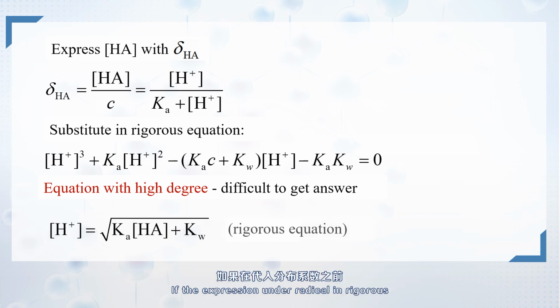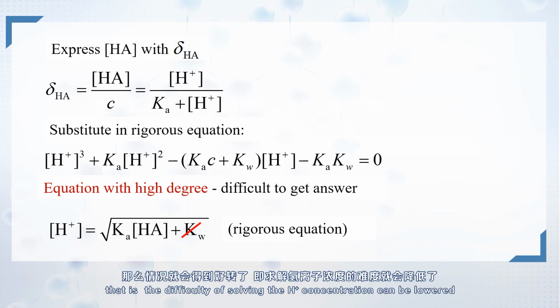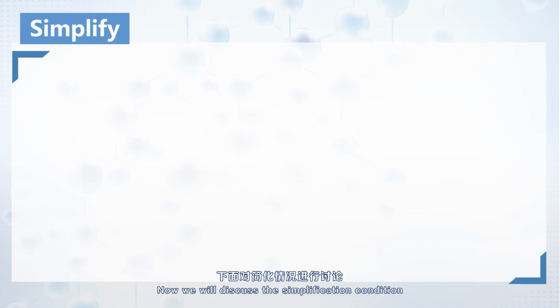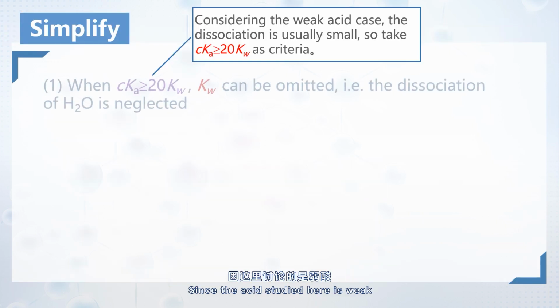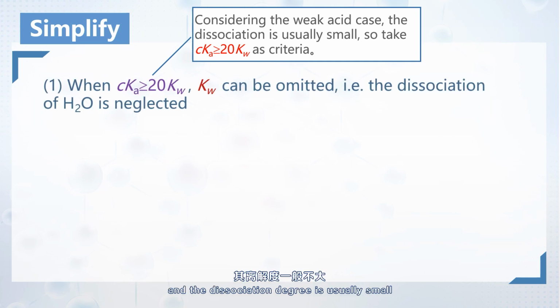If the expression under radical in rigorous equation is simplified before substituting the distribution fraction, the situation is improved. That is, the difficulty of solving the hydrogen concentration can be lowered. Now, we will discuss the simplification condition. Since the acid studied here is weak and the dissociation degree is usually small, CKa larger than 20Kw can be set as a criteria for whether the dissociation of water can be ignored.